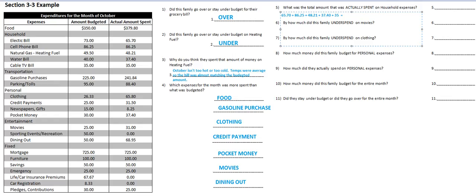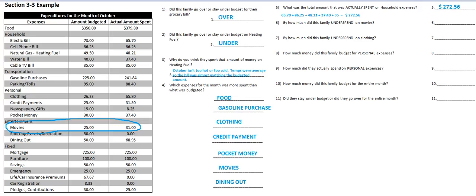So we're going to add up every single one of those dollar amounts. And what do we get? $272.56. So I'll write that over here on the line that's provided. $272.56. So that's how much we actually spent on household expenses. How much did this family underspend on movies? Well, right here we're going to do some more math. In order to do that, we first need to find the movies. Here we go.